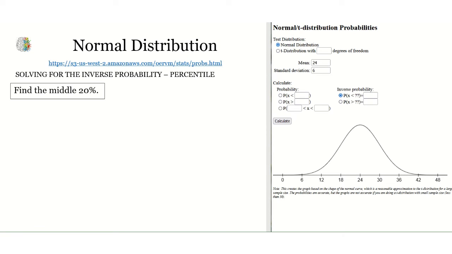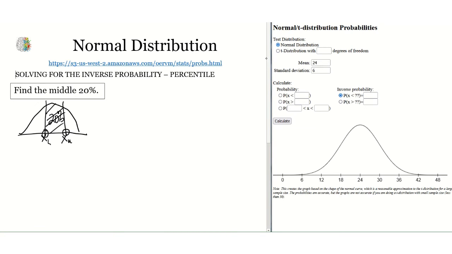Our last problem asks us to find the middle 20%. So this is going to be similar to how we solved for the IQR. Let's look at the graph as to what we're solving for. We want to solve for the middle 20%. So that means we want to find the lower boundary and the upper boundary, these two values. That in between, the probability in between is going to be 20%.